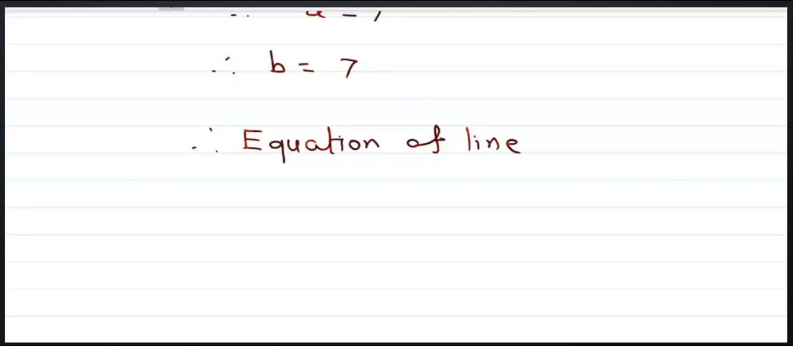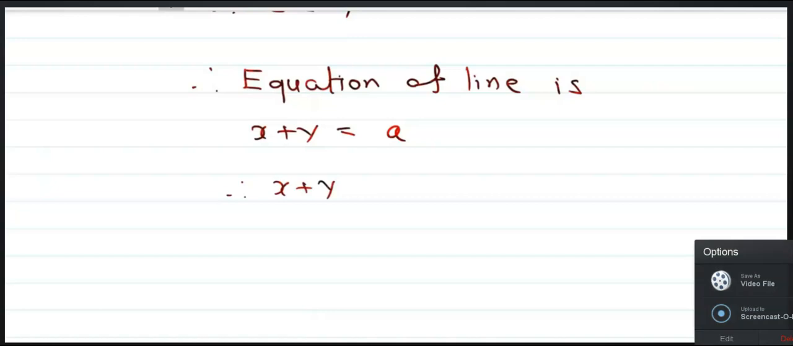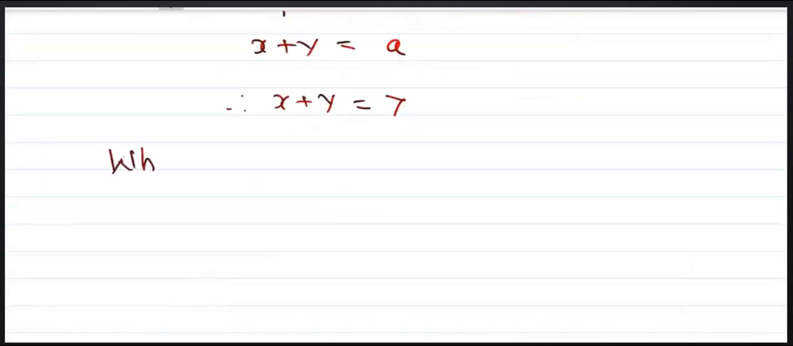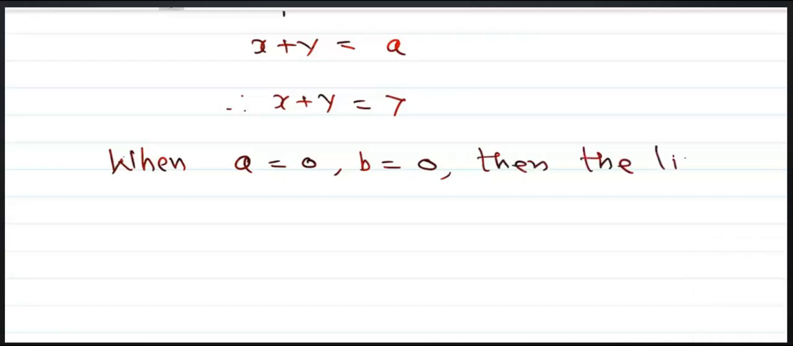The equation of the line is x plus y is equal to a. Therefore, x plus y is equal to 7. This is the equation of the line. Now, a is equal to 0 and b is equal to 0. This is the second condition.